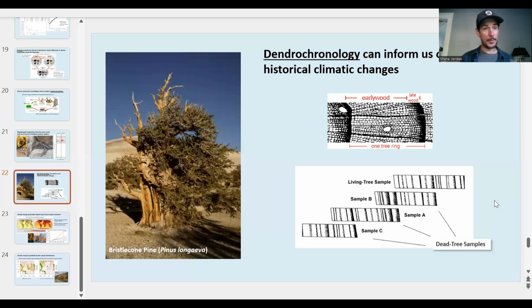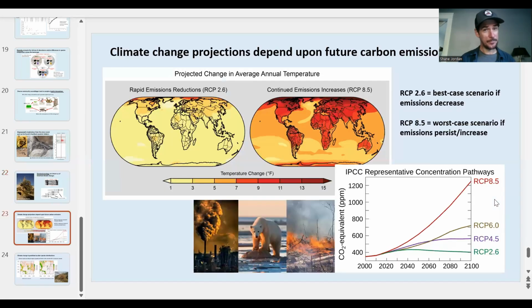So these are just a couple methods we can use to try to assess how climate has changed in the past using really direct empirical evidence. But what about understanding climate change in the future?